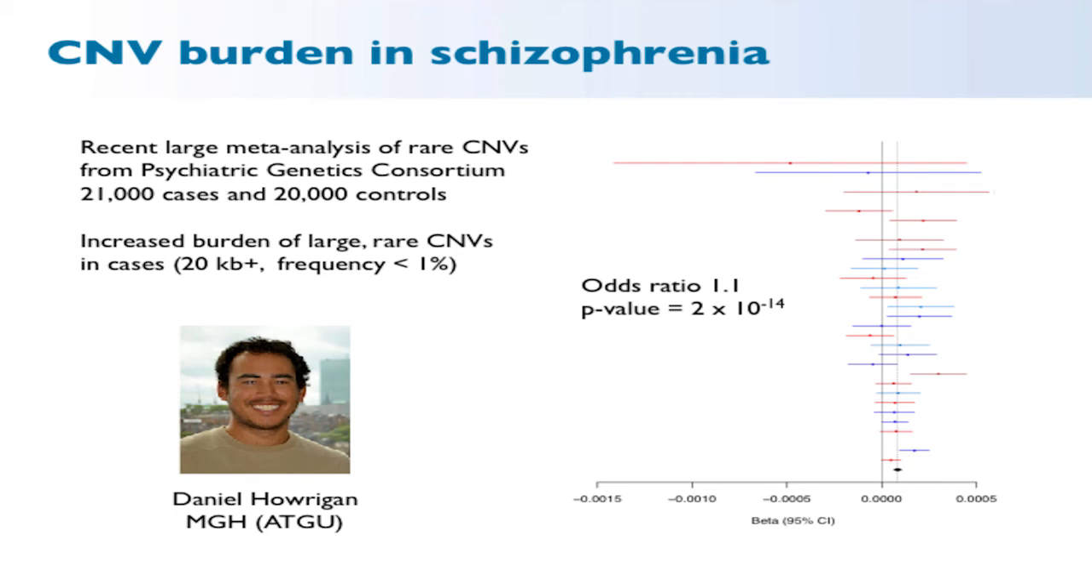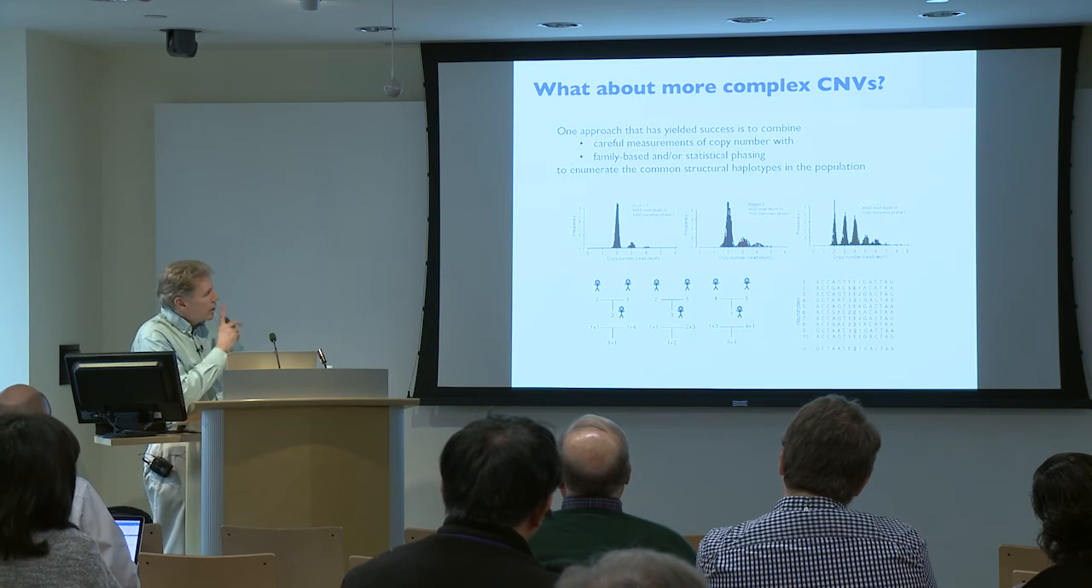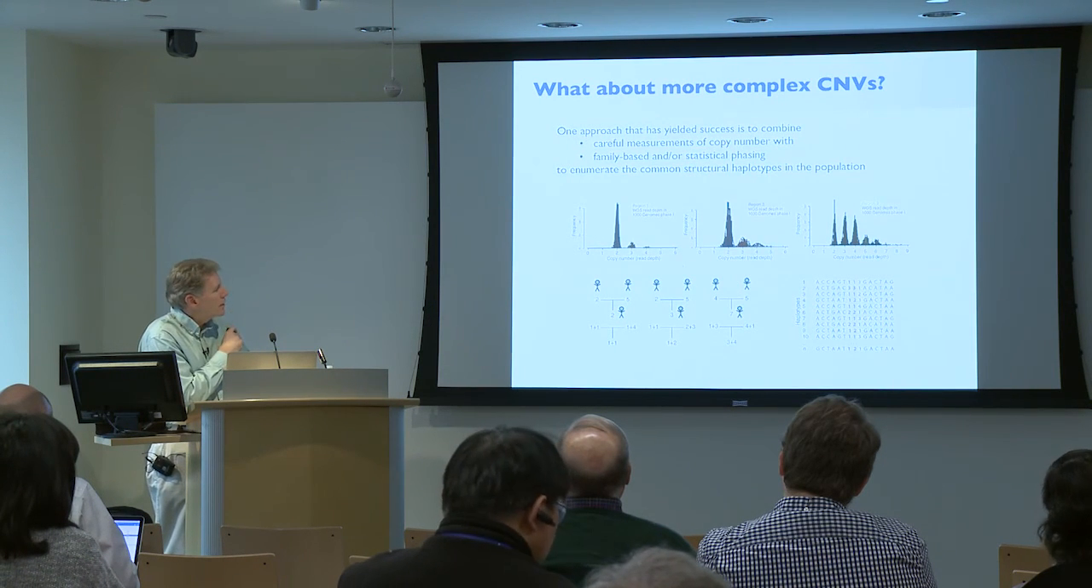Most recently, Daniel Howrigan looked at this in a really large number of schizophrenia samples. What this is showing on the right is that across many, many different studies, we're seeing this increase in odds ratio if you have this excess burden of these large, rare CNVs. Although in total, this also still explains a relatively small fraction of schizophrenia. So it's this very interesting pattern in psychiatric disease where this burden of rare CNVs has shown up. And because these are rare, these are mostly biallelic deletions and duplications. So I want to also talk about some examples that get to these more complex CNVs.